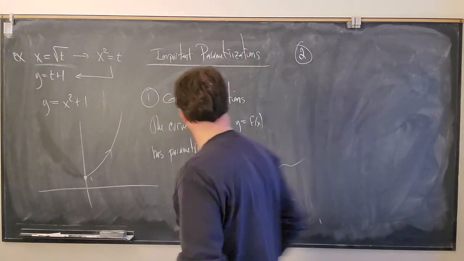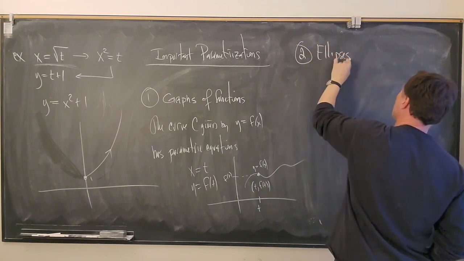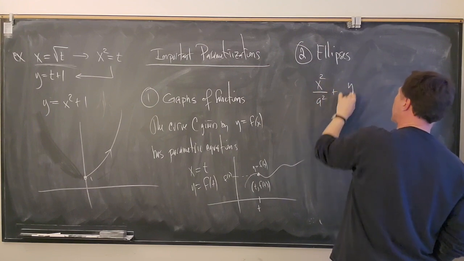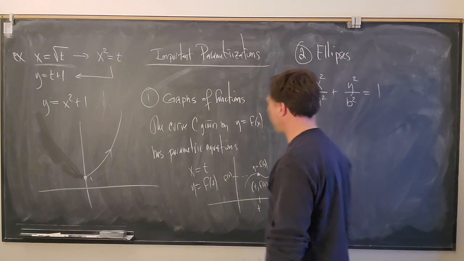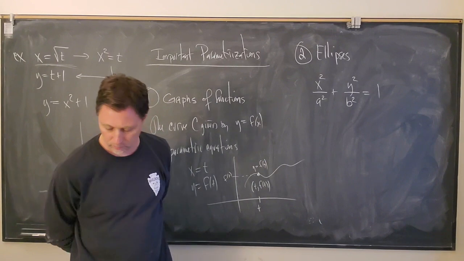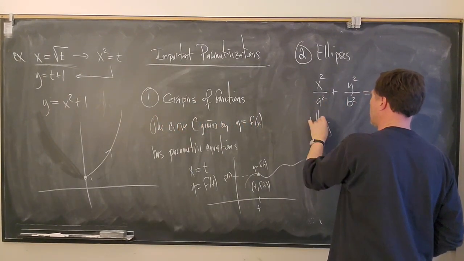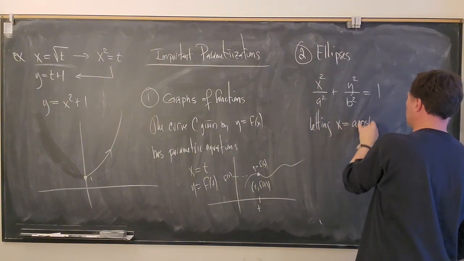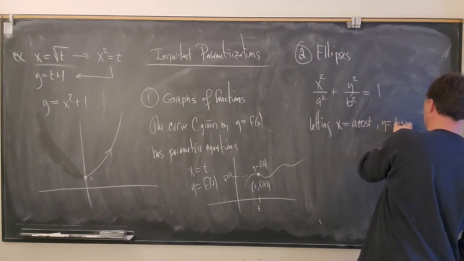The second common one that's going to show up is ellipses. So let's say that we have the ellipse, and there's the standard equation, x squared over a squared plus y squared over b squared equals 1. Now, letting x equal a cosine t and y equal b sine t.